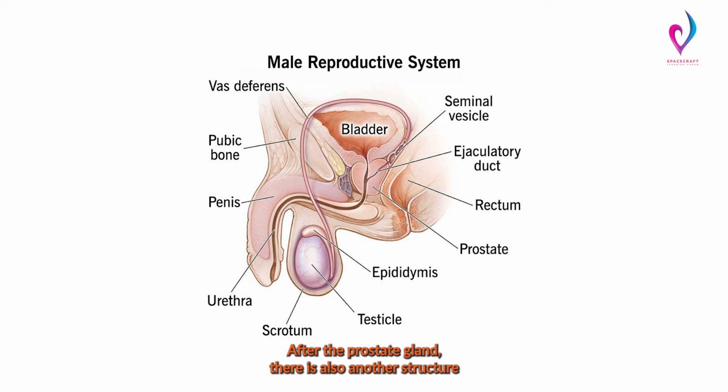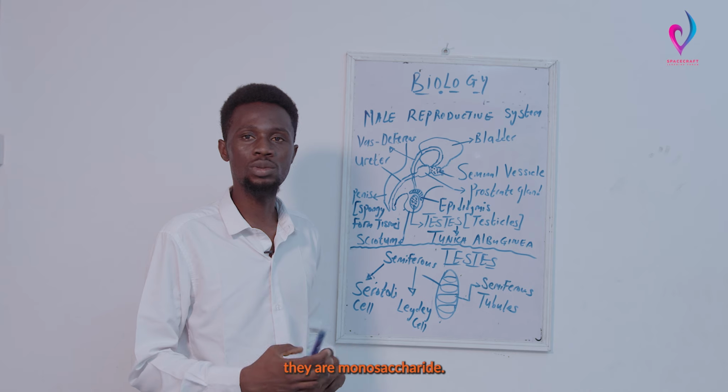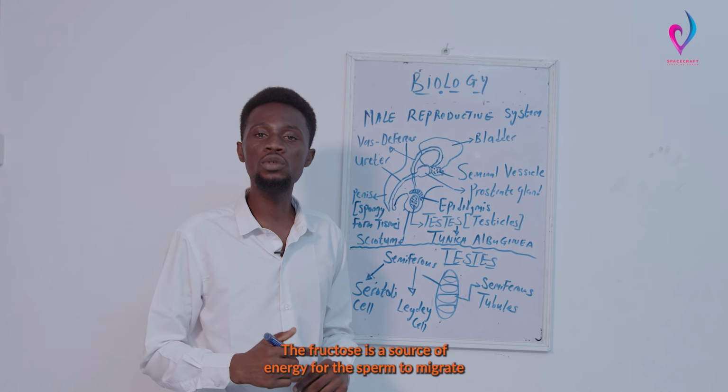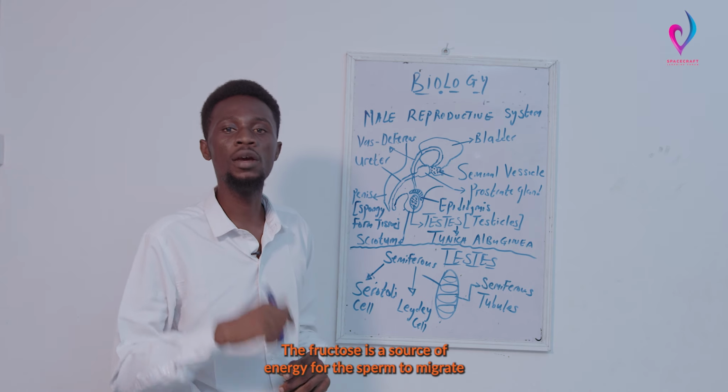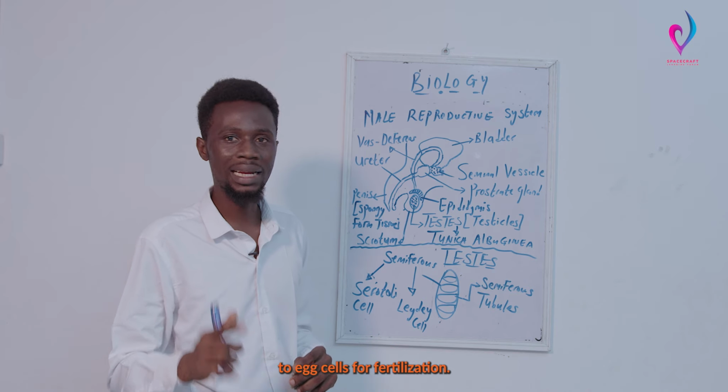After the prostate gland, there's also another structure known as the seminal vesicle. The seminal vesicle secretes two-thirds of a fluid known as the semen, and this semen is very rich in fructose. We know that fructose, glucose and galactose are monosaccharides. The fructose is a source of energy for the sperm to migrate to egg cells for fertilization.